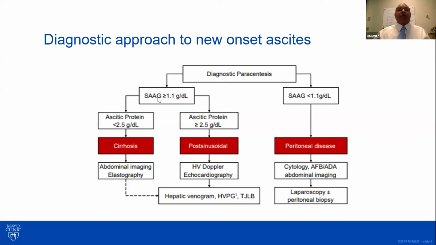Above 1.1, you can further divide it based on the ascitic fluid protein, not ascitic fluid albumin. The total protein in the ascitic fluid below 2.5 is pure hepatic cirrhosis. Above 2.5 is post-sinusoidal, and we see it often in cases of cardiac cirrhosis, for example, and in people who have Budd-Chiari syndrome or other post-sinusoidal causes of portal hypertension. So it's very important to do this because whenever you're going to use a diuretic on somebody, you want to make sure this ascites is because of the liver disease, not because of something else.